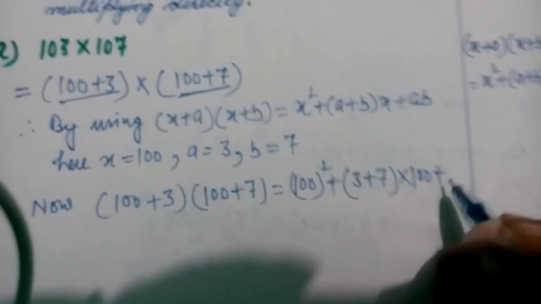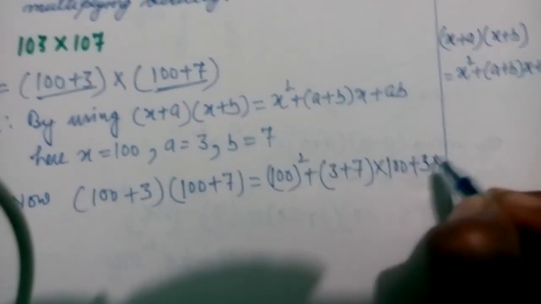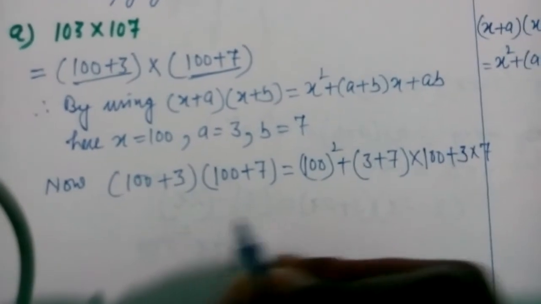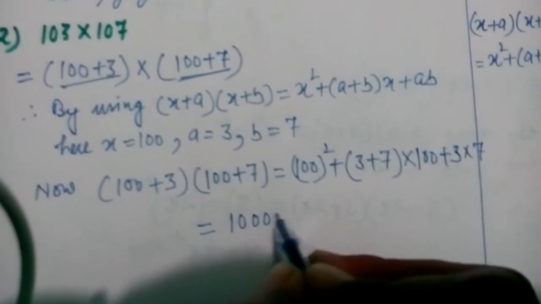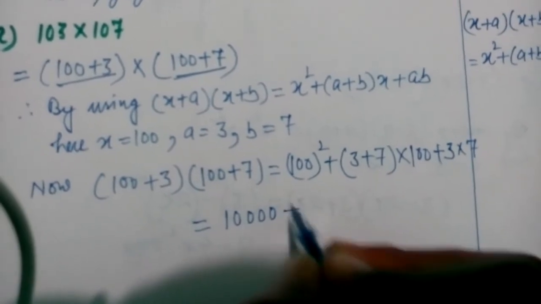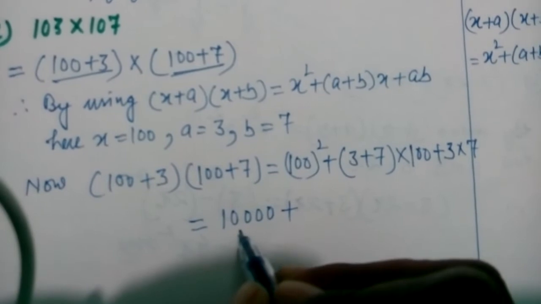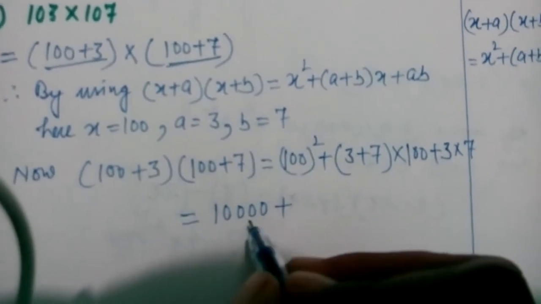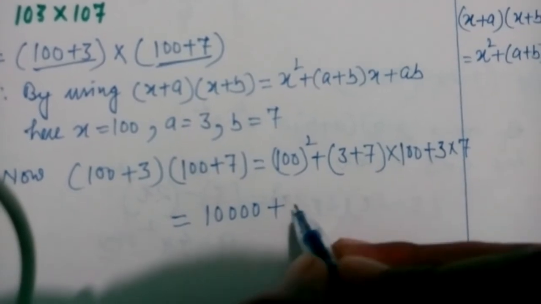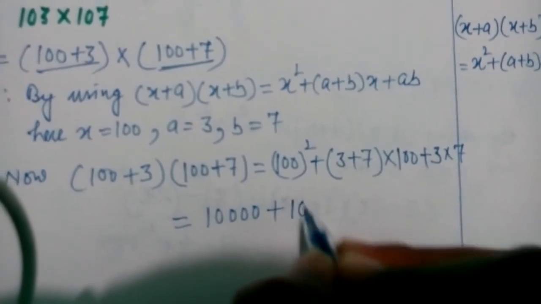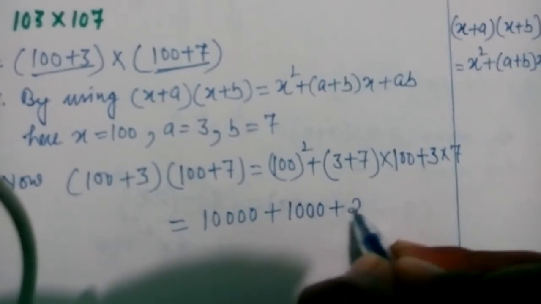plus a, which is 3, into b, which is 7. So I'll get 10,000, because 100 into 100, 2 zeros turn into 4 zeros, so 100 into 100 will be 10,000. Then 3 plus 7 is 10, and 10 into 100 will be 1,000. And plus 3 sevens are 21.